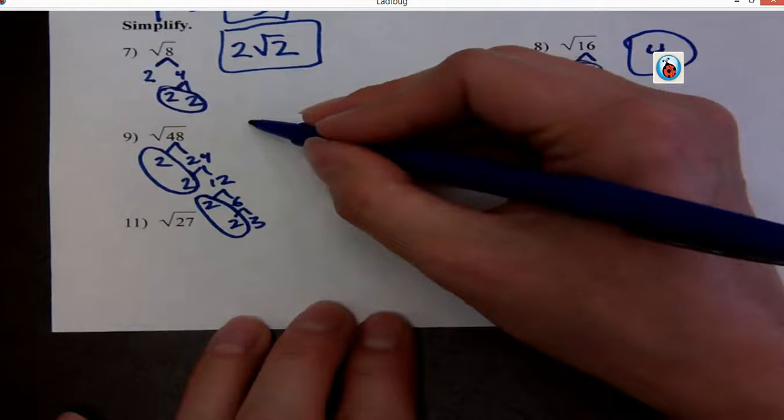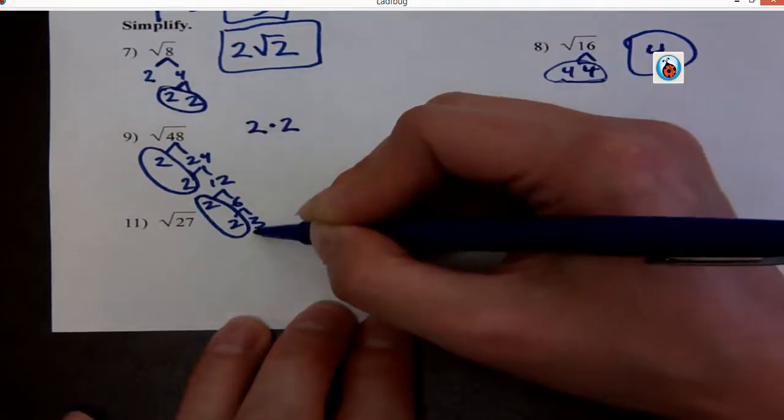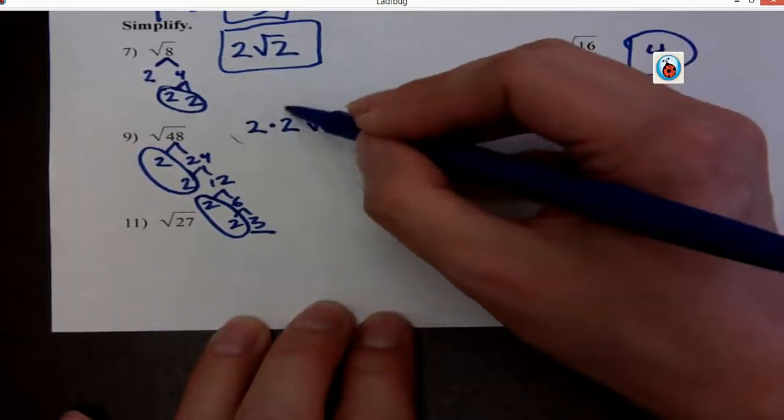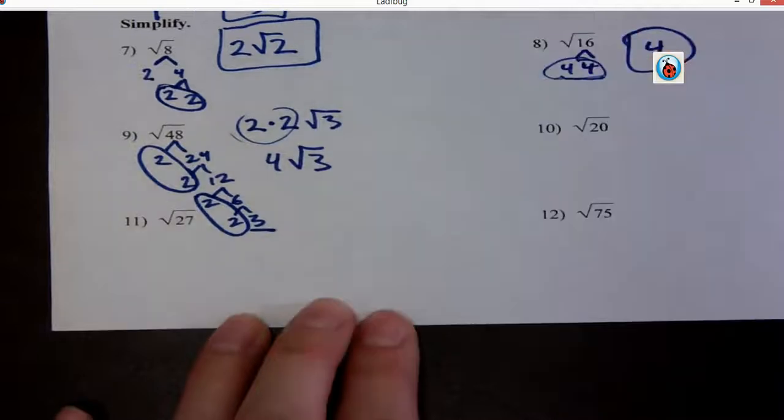And so doubles go outside, joined by a multiplication sign, so now it becomes 2 times 2. There's one single 3 that stays inside. And then we simplify by multiplying those to 4. So our answer is 4 root 3.